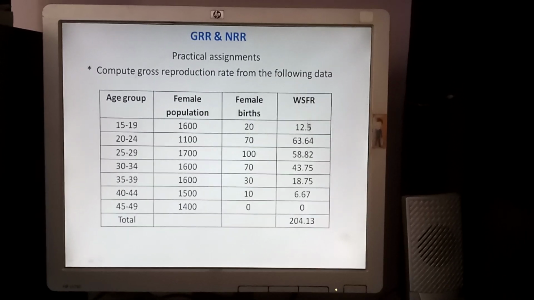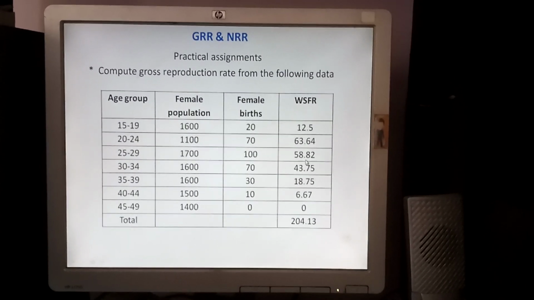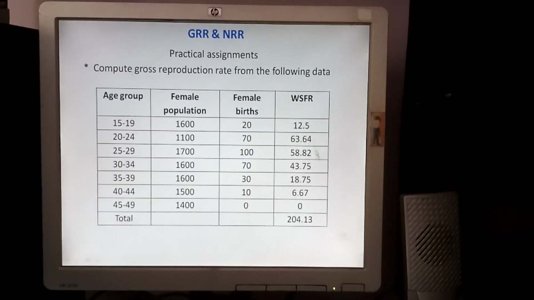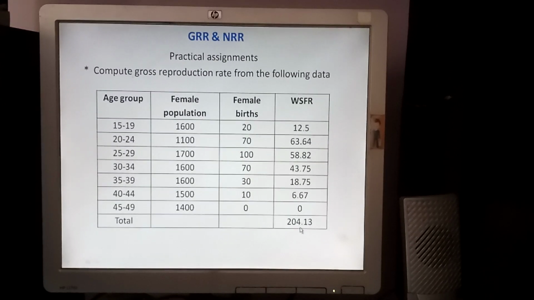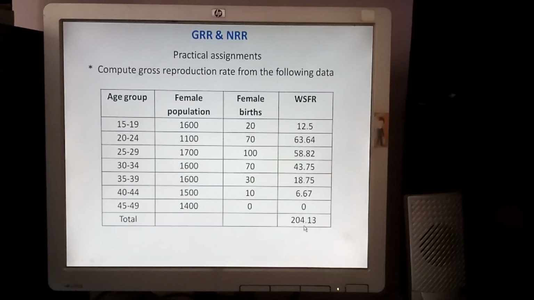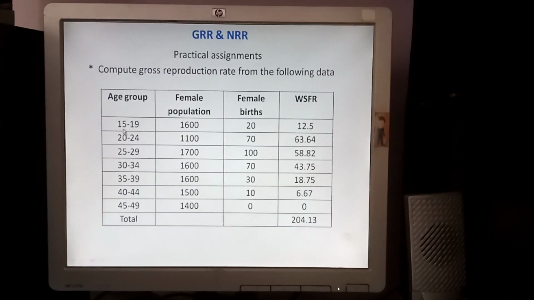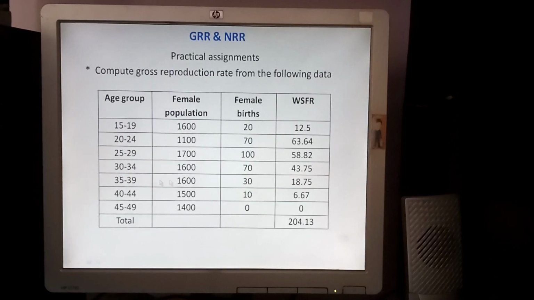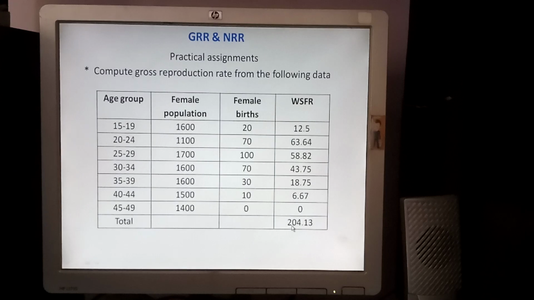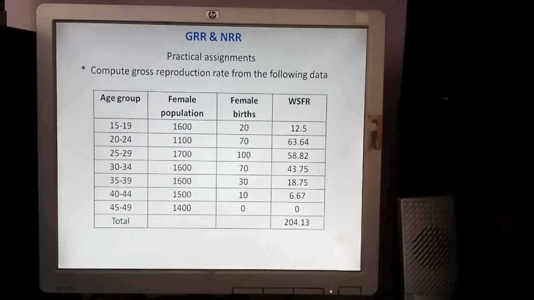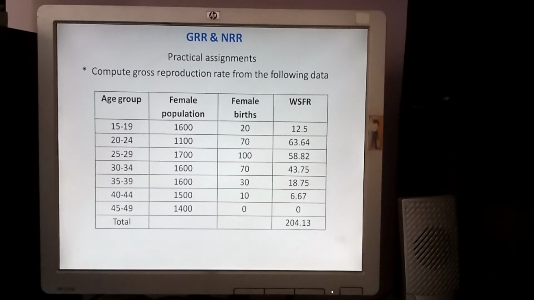So for WSFR, after the decimal point we should consider 2 digits. Now the WSFR column total should be obtained, that is 204.13. Now observe the width here, it is 5. So 5 into 204.13 gives us gross reproduction rate.